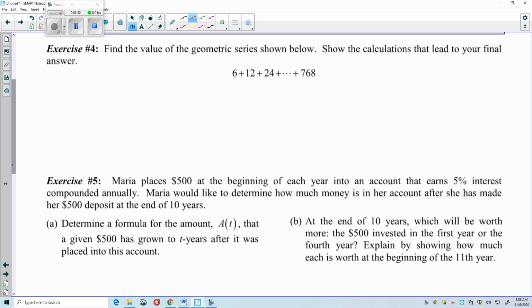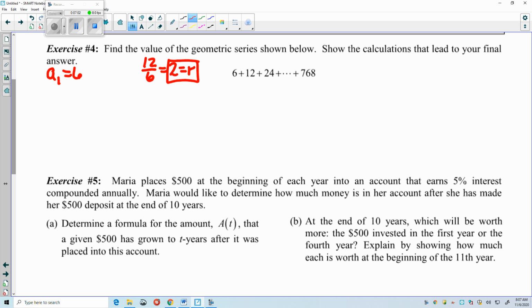What we do know to begin with is at least a sub 1. I know a sub 1 is 6. And you could find your common ratio. If I were to take a look at those first two numbers and divide them, 12 divided by 6, that's going to get me 2. That's your ratio. And you could do that again, a good double check, 24 divided by 12, also 2. Okay, so how do we find the number of terms?